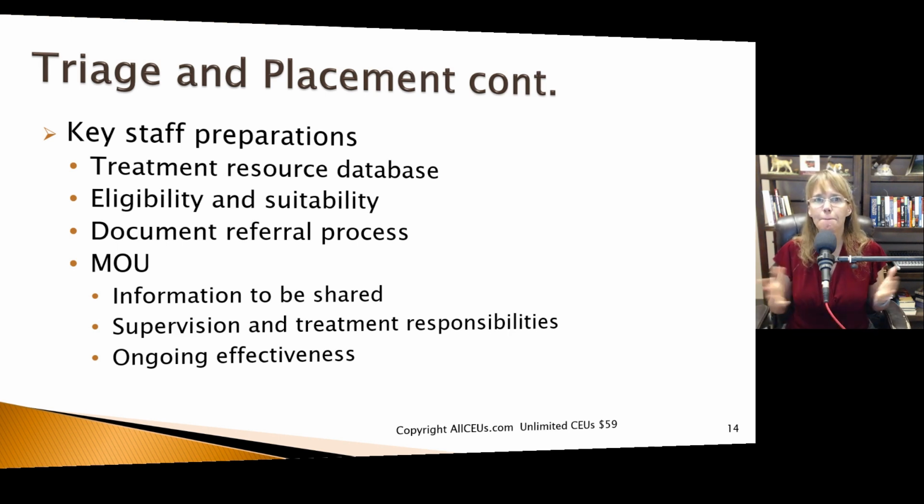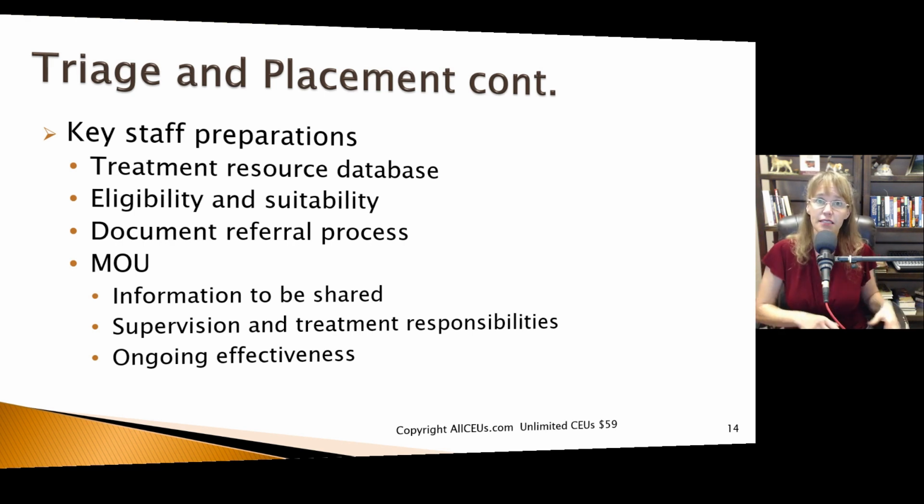Key staff preparations. People who are working in this field and with this population need to have a resource database, and they need to know what resources are available in the community for everything from housing to childcare to medical care. You know, when the person gets out, they're going to need a lot of options. What the eligibility and suitability is for admission to any of those programs once they're discharged, and how to document the referral process. With each of those agencies, it is ideal to have a memorandum of understanding in place ahead of time that details the information to be shared, the supervision and treatment responsibilities, and the ongoing effectiveness of the relationship. You know, how are we going to assess whether this is a good partnership or not?